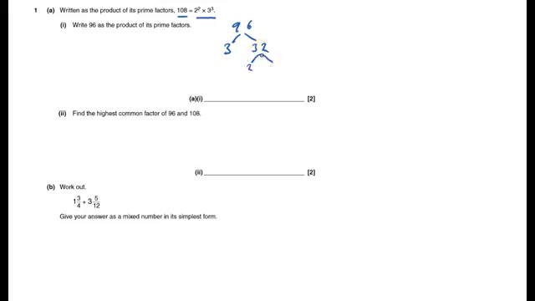That could be 2 times 16. 16 is 2 times 8. I can't go anywhere with the 2's, they're prime numbers. 8 is 2 times 4, and 4 is 2 times 2. So 96 will be 2 times 2 times 2 times 2 times 2, and then times by 3, and that is 2 to the power of 5 times 3.